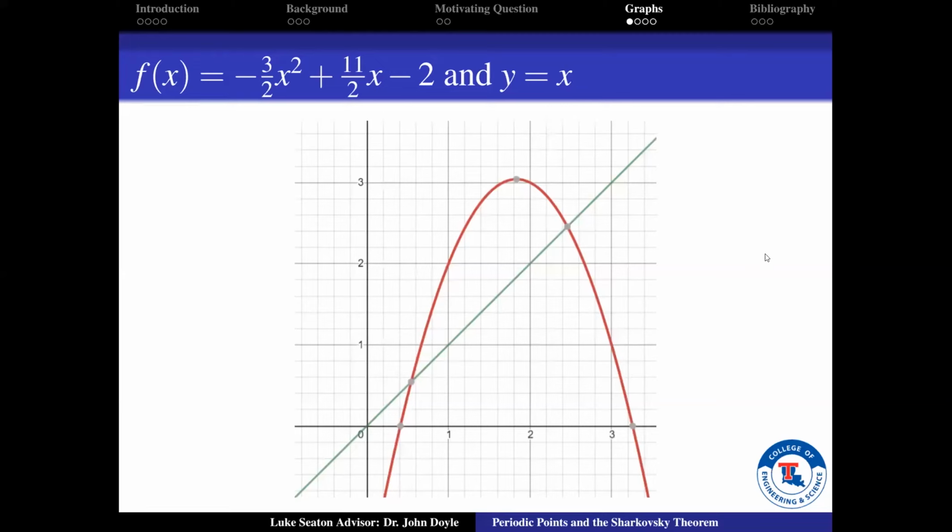So we can see, I don't know if you can see my mouse. Can you guys see the mouse? Okay, awesome.